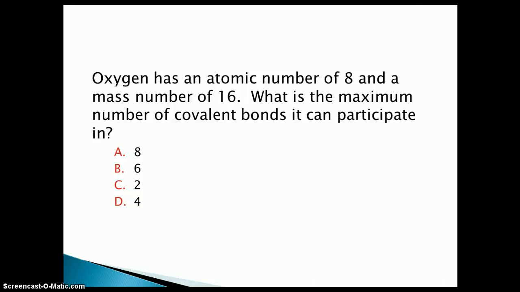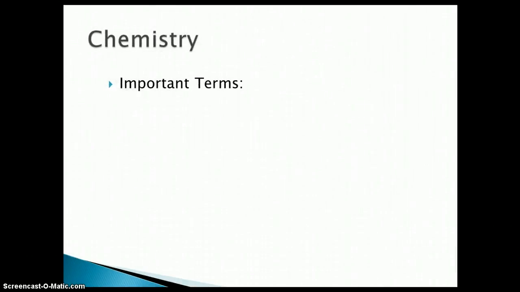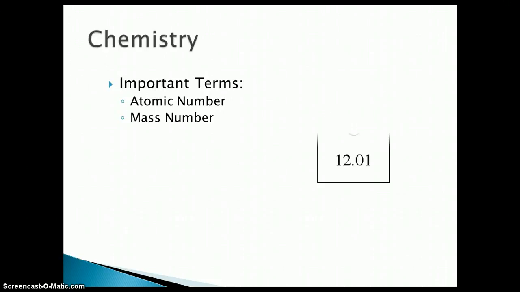So, first of all, before we get into more details of this, let's go over some of the basic vocabulary terms. Atomic number. What is atomic number? The atomic number is the number of protons which a certain atom has, and it's what determines what atom it actually is. Now, mass number, on the other hand, is the number of protons plus the number of neutrons. And we'll talk about what protons and neutrons are in just a minute.